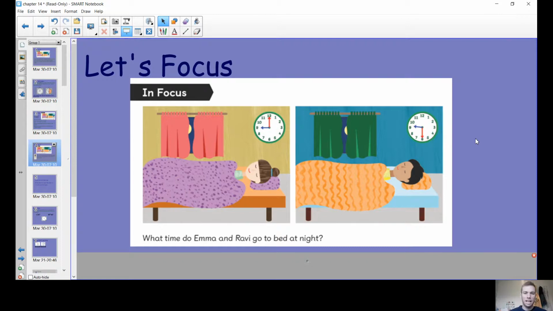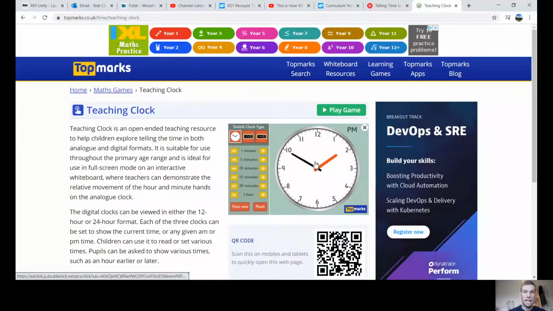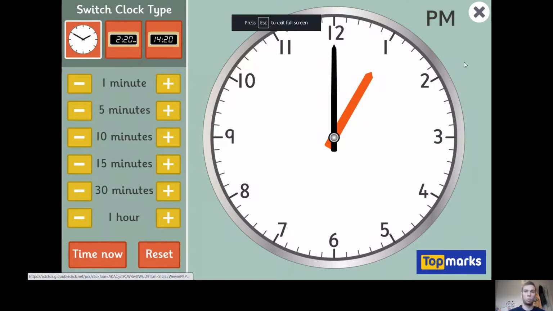All right then. Now, to really figure out what time Emma and Ravi go to bed at night, we need to know a few things about how a clock works. So I'm going to stop sharing that page and I'm going to go onto a different page, and I've linked this here for you so that you can use it yourself. It is an interactive clock tool. So we've got our clock.